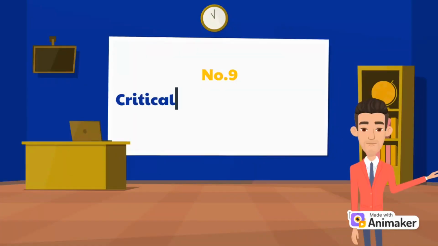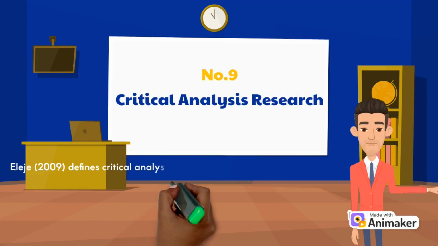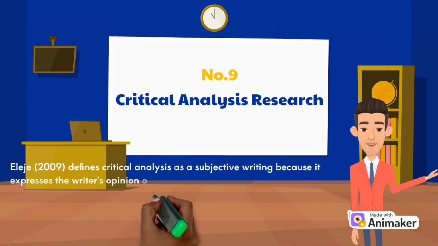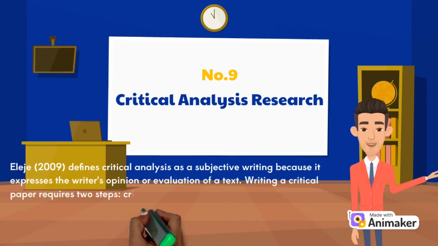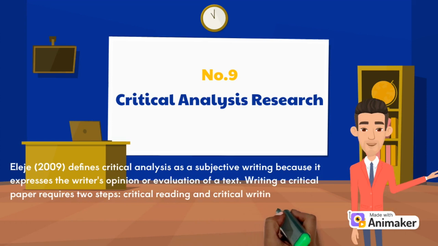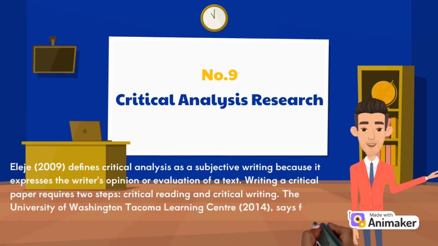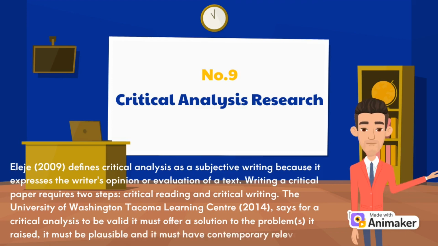Number 9. Critical analysis research. LAA, 2009, defines critical analysis as subjective writing because it expresses the writer's opinion or evaluation of a text. Writing a critical paper requires two steps: critical reading and critical writing. The University of Washington Tacoma Learning Center, 2014, says for a critical analysis to be valid it must offer a solution to the problems it raised, it must be plausible, and it must have contemporary relevance.